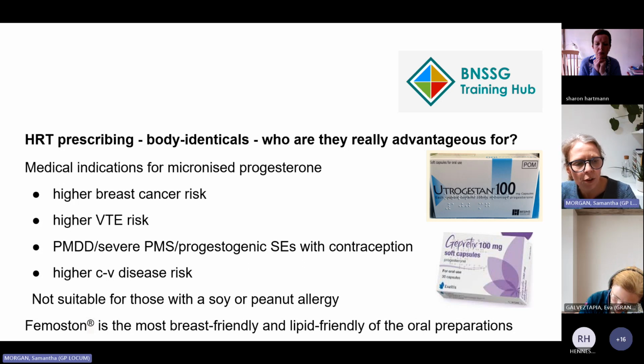And then of the oral preparations, Femoston is often the one that is most suited if people do want a really breast-friendly or lipid-friendly oral HRT. It's often quite good for mood as well, so that can be quite a good oral one potentially to pick if somebody's preferring that oral route.